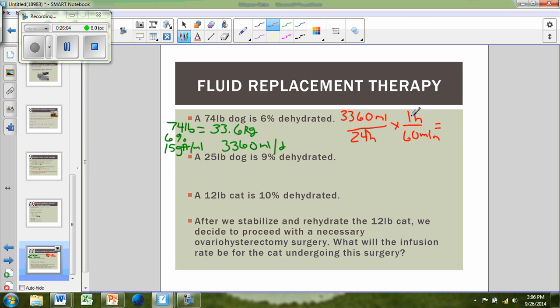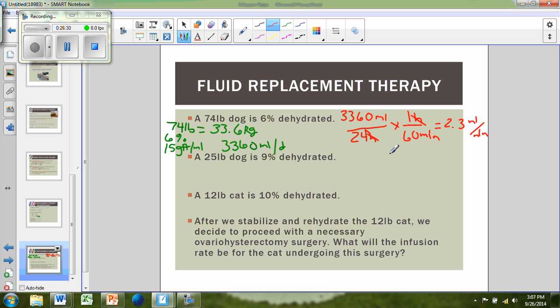So my hour units are going to cancel out. Remember, I'm setting them up so that they cancel. So 1 hour would go on top, 60 minutes on the bottom. That's going to leave me with mLs over minutes. So when I calculate this out, I get 2.3 mLs per minute.